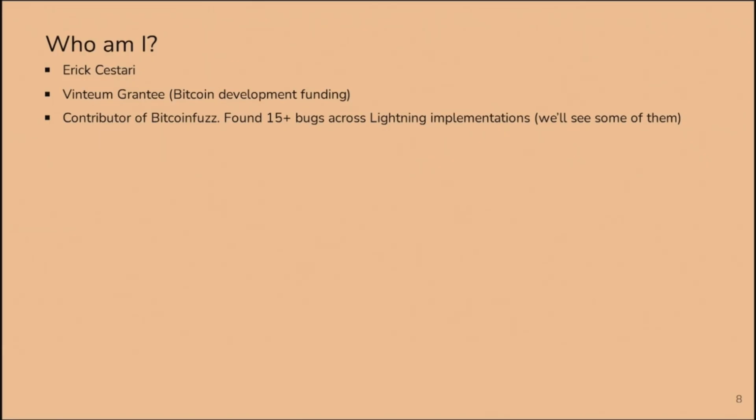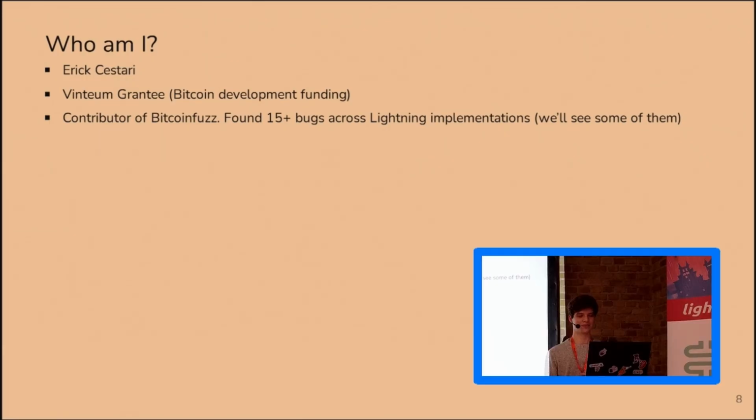So first, who am I? My name is Erick Cestari, and I'm a 21 grantee, which is a non-profit organization that gives funding to Bitcoin developers. I've been contributing to Bitcoin Fuzz for about 8 months. And by doing differential fuzzing on Lightning, I could find more than 15 bugs across Lightning implementations, and we'll see some of those bugs.